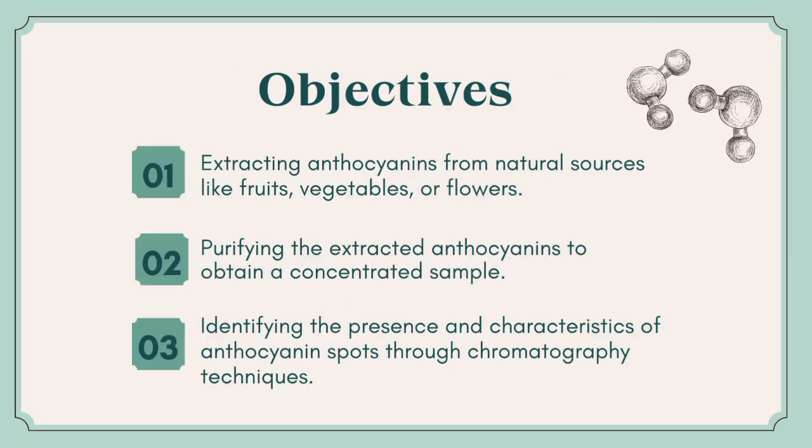So, the objectives of this practical are, number one, extracting anthocyanin from natural resources like fruits, vegetables, or flowers. The second one is purifying the extracted anthocyanins to obtain a concentrated sample. And lastly, to identify the presence and characteristics of anthocyanin spots through chromatography techniques.